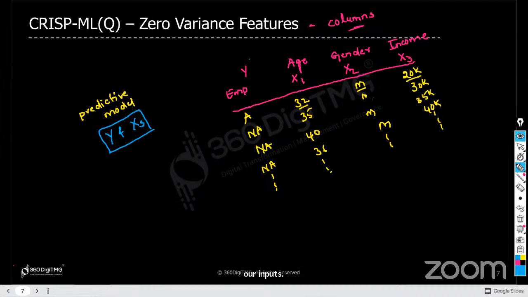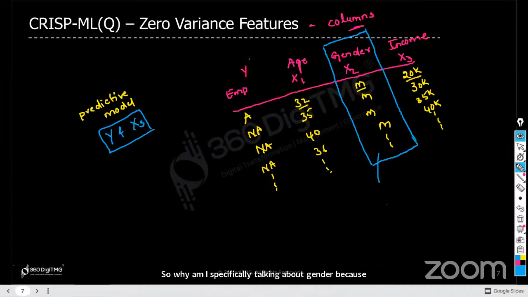Now what happens? If I am sending this particular data set for predictive modeling to a machine learning algorithm, as I talked about before, it will understand the patterns of all the columns present in that data set. But if you observe this data set, which has 4 columns, there is a specific column, which is the gender column. Why am I specifically talking about gender? Because all the values in this column belong to one particular category, which is male. There is no differentiation between the values in this gender column.